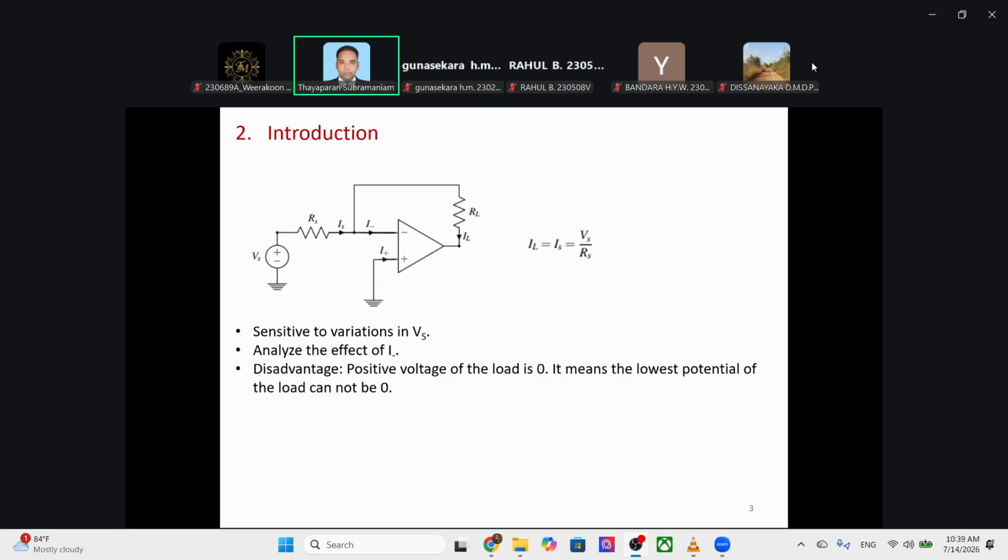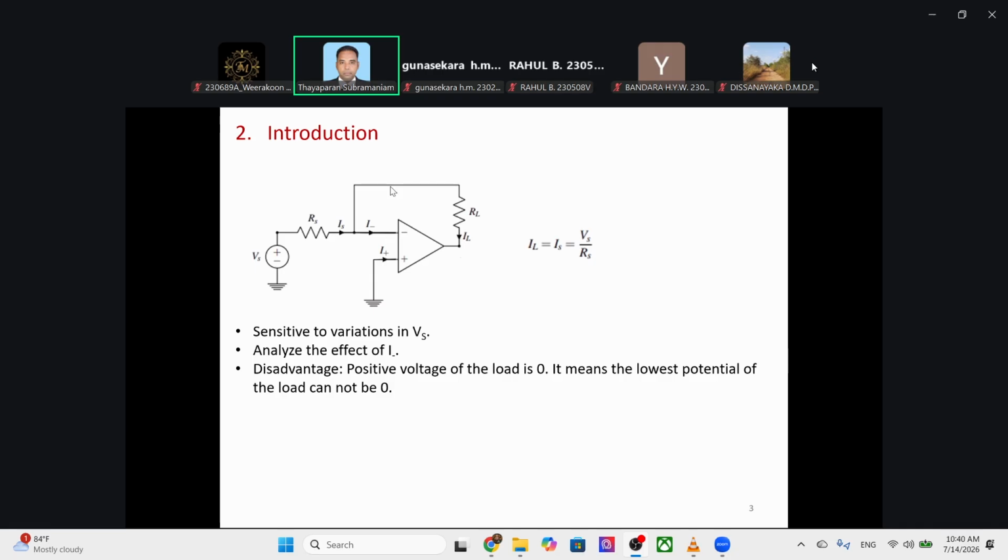Therefore, the current through the RS is Vs over RS. In other words, IS is Vs over RS. That IS completely flows through the RL because the current through the inverting terminal, I minus, is ignored. That means it should work that way, right?